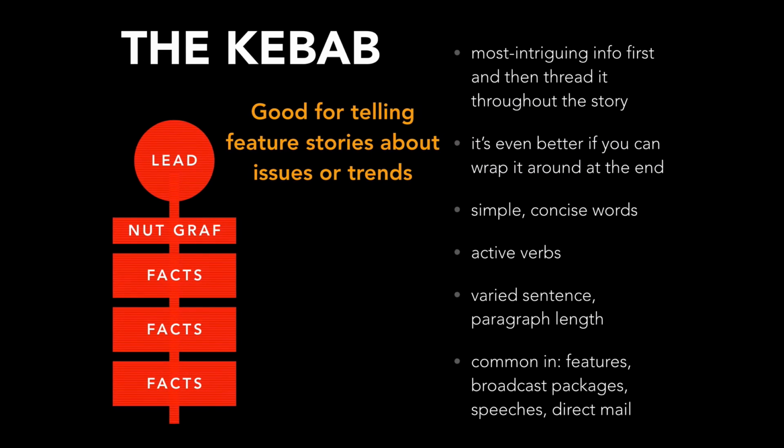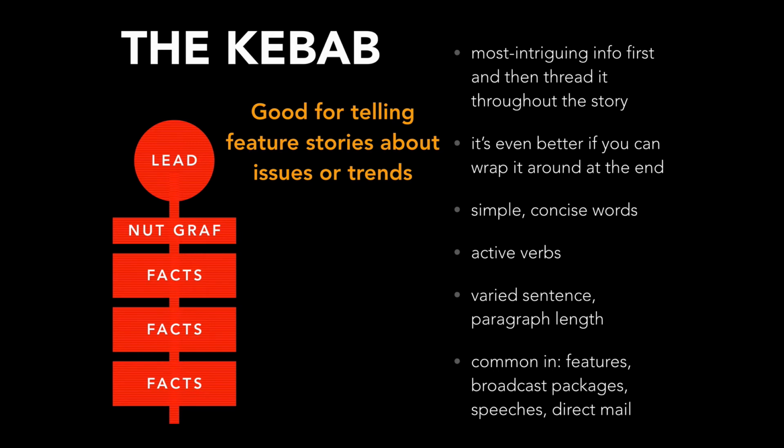So here's one way to think about how the structure of this kind of story looks. Your lead is kind of that topper, that piece of information, the most intriguing information you can get out there. And then you follow it up with what's called the nut graph. That's where you tell the reader why you're starting to tell them this story, what's important here. And then you follow it up with different sections with all of the facts.